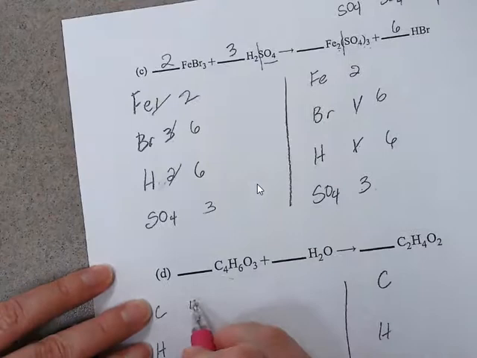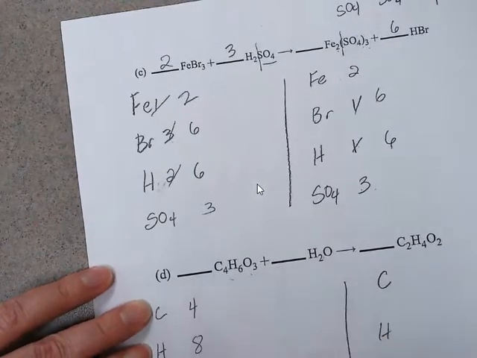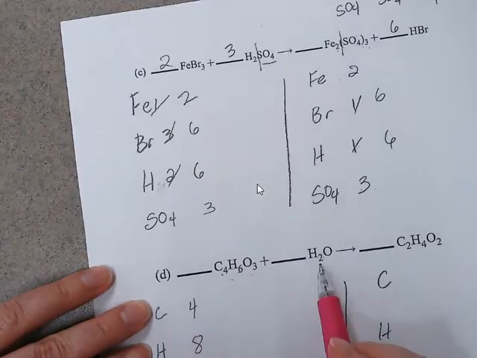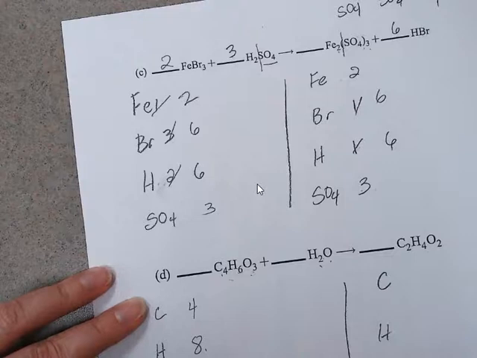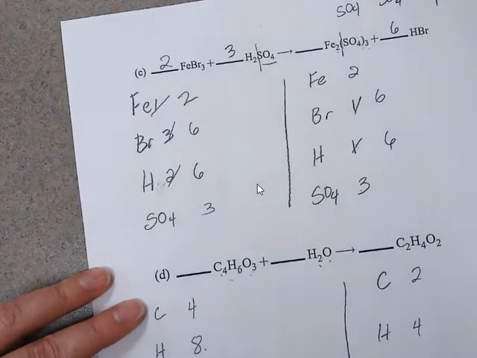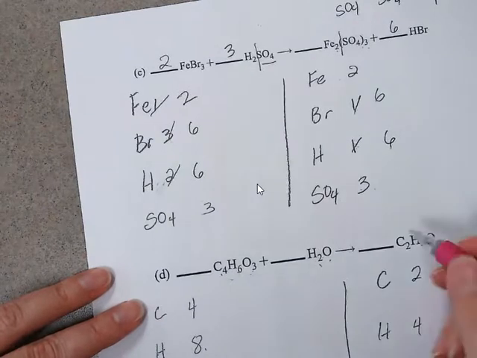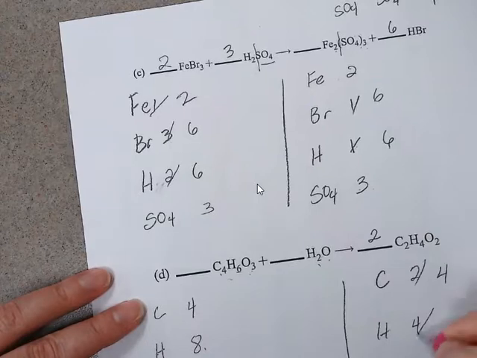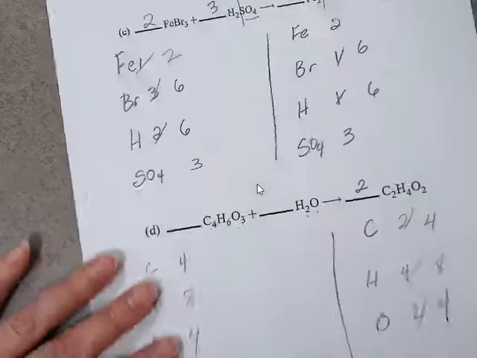Okay. 6 plus 2 is 8. 3 plus 1 is 4. Do you see that? 6 plus 2 is 8. And 3 plus 1 is 4. Okay. Oh, well this is easy. We just need to do a 2. And then that brings up 4, 8, and 4. And we're done. Ta-da! Do you see that?